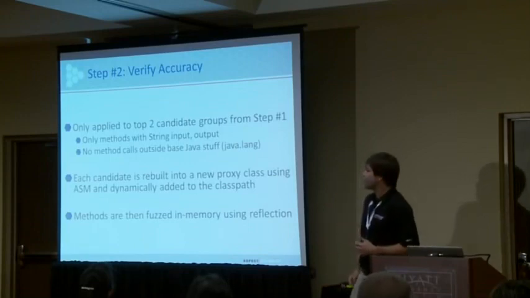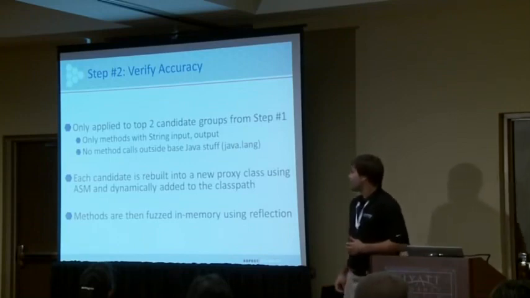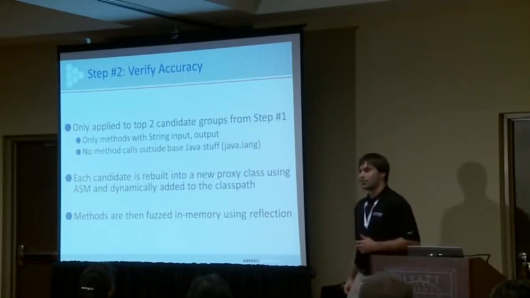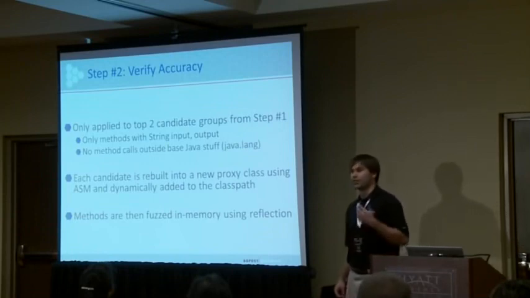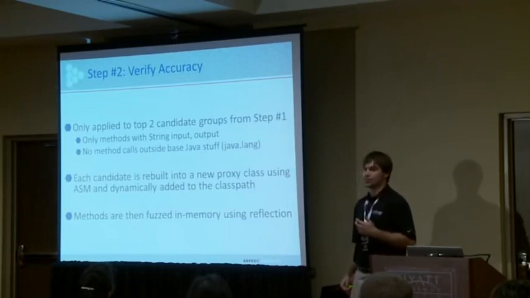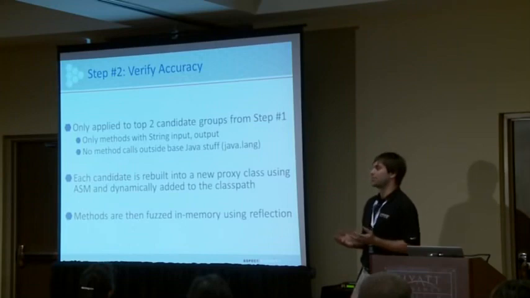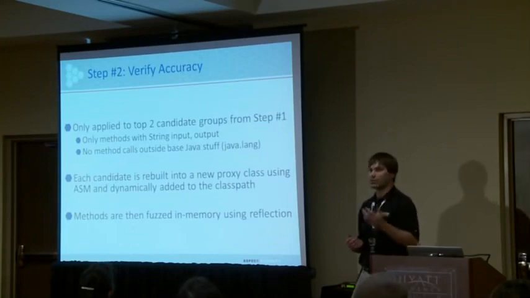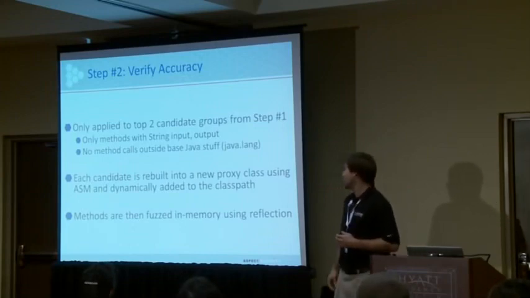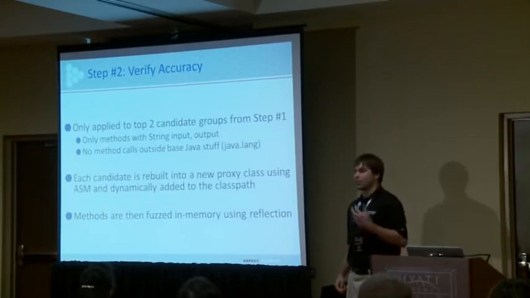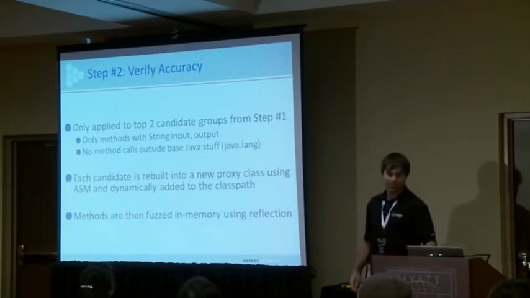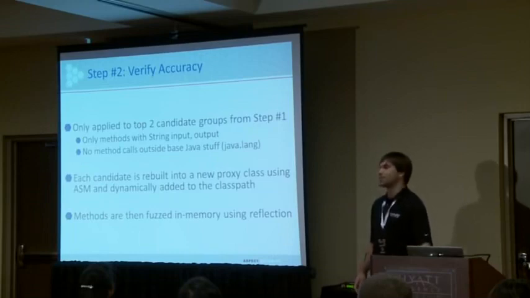So once we determine which methods we're going to rebuild in step 2, we use ASM to rebuild each of them in a new class. The reason for that is that we don't want to have any unwanted side effects in the host system. In contrast, this will be running sort of within the host system, and so we don't want to actually just call the classes in place because there might be unwanted side effects. And then all the methods are fuzzed using Java reflection libraries. So we use those to send in a bunch of strings, and we look at the results to see whether the strings we send in have been encoded.